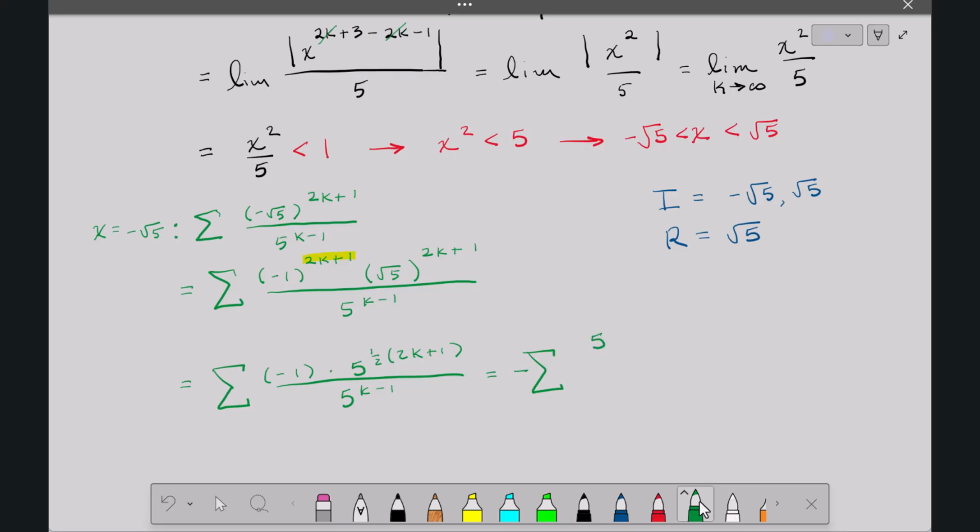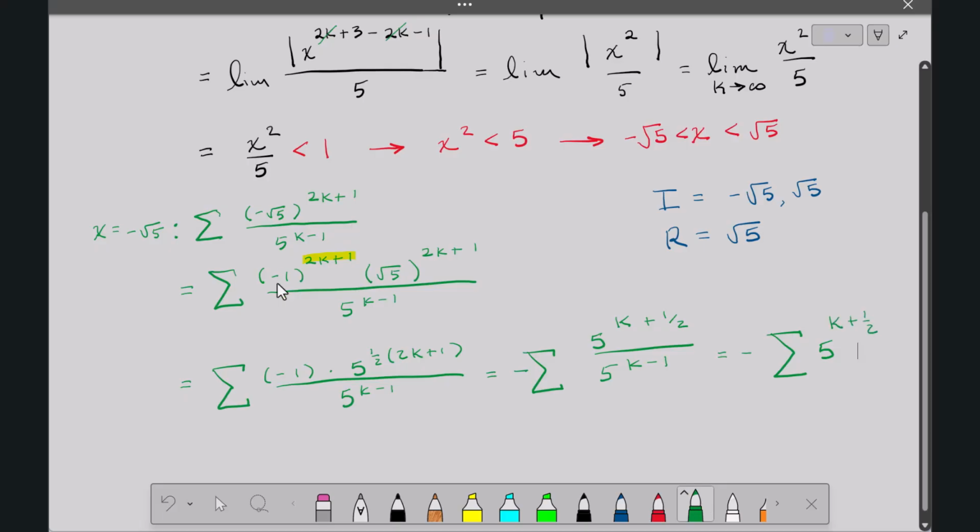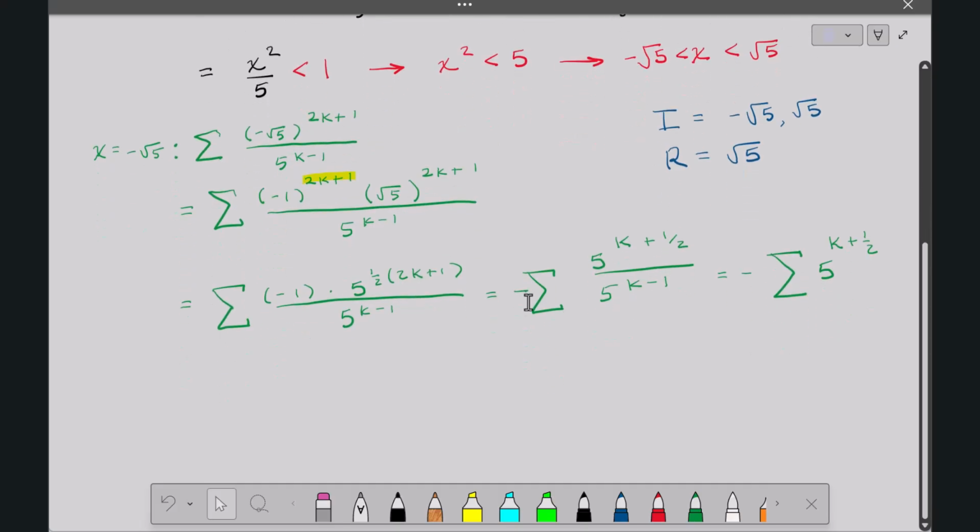So let's see, what do we have in here? We distribute that half, and we're going to have k plus 1/2. And down here we have 5 to the k minus 1. So now we have powers of 5, and we can simplify this. So this is going to be the numerator's exponent minus the denominator's exponent. So we're going to have 5 raised to the k plus 1/2. And then we're going to subtract off the denominator's exponent. And when we subtract off that denominator's exponent, we are going to have the following.